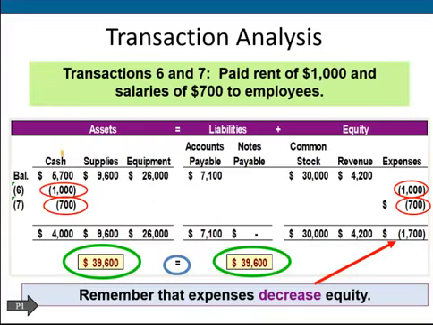So in this case, transactions 6 and 7, we combined them. Paid rent of $1,000, cash went down, and expenses, although they're going up, makes equity in total go down. So that's why you see the brackets, because equity is going to go down. And then the cash to pay the salaries goes down, and the expenses for paying those employees are making our equity go down, $700.